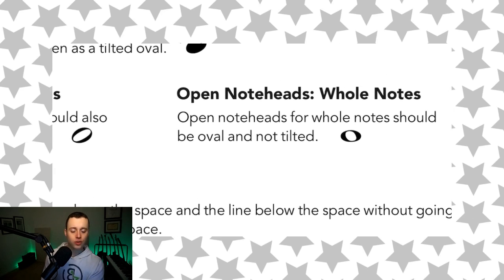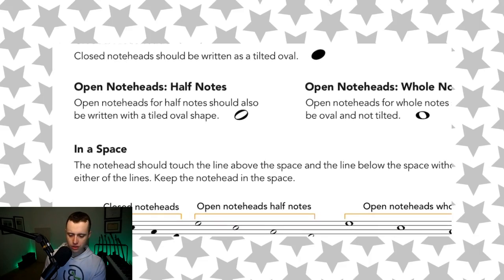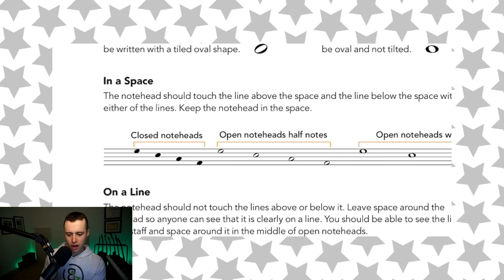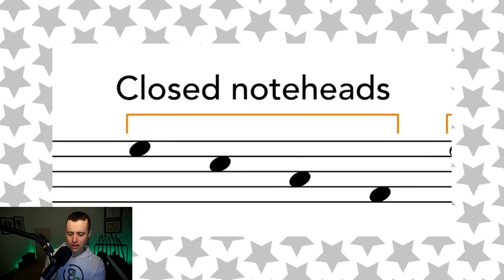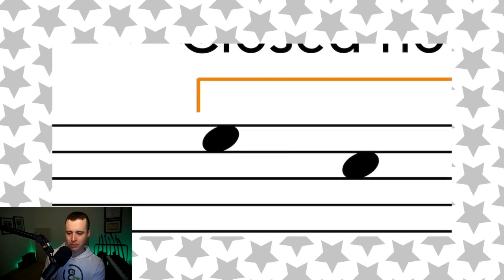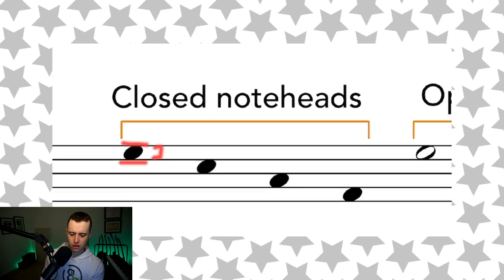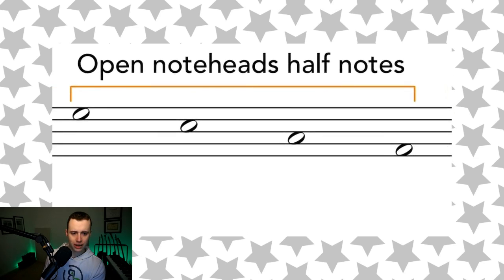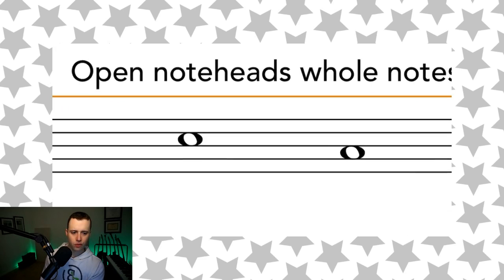And then there's open note heads for whole notes. Now these are different. You see they're not tilted in the same way that the open note head for the half note is tilted. When you write a note head in a space, so space 1, 2, 3, or 4 on the staff, you should make sure that the note head touches each line but does not go past the lines of the staff. It stays contained in the space. And we can see that's the same for closed note heads, open note heads for half notes, and also open note heads for whole notes.